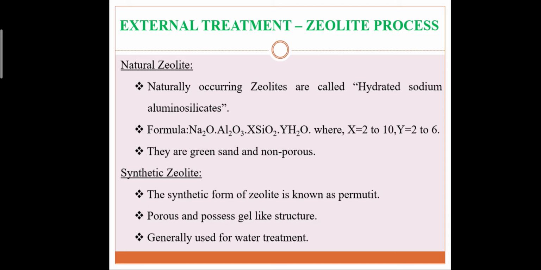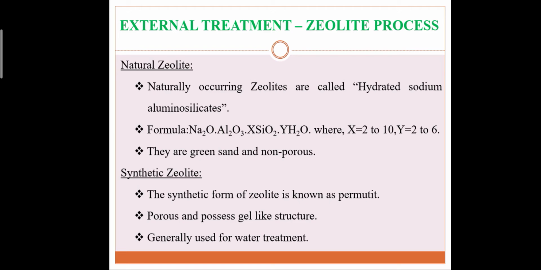Zeolites are naturally occurring hydrated sodium aluminosilicates. Its general formula is Na2O.Al2O3.xSiO2.yH2O. Here the value of x ranges from 2 to 10 and the value of y ranges from 2 to 6. These type of zeolites are green sand and non-porous.